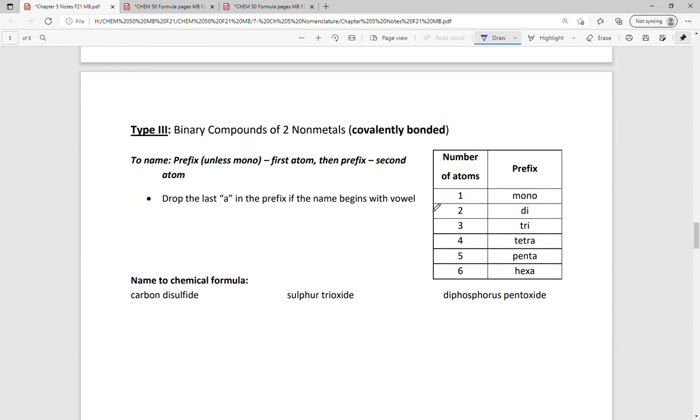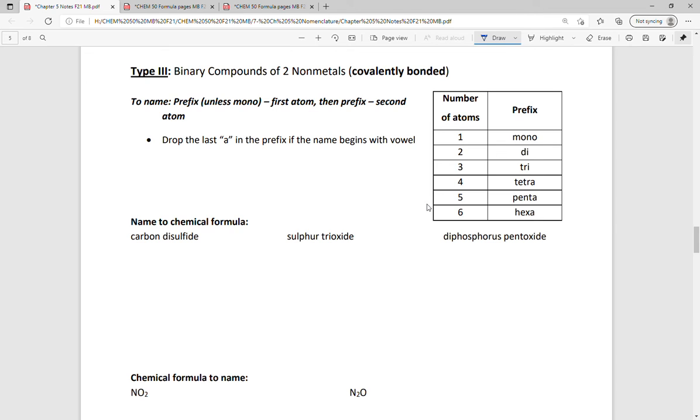So when I take a look at type 3, these are compounds between two nonmetals. And so they are typically covalently bonded. Examples that you know are carbon dioxide and carbon monoxide, right? In these, the way you do it is you give a prefix that corresponds to how many atoms are present in the molecule. The compound is also a molecule, but that's okay. In the prefix, unless it's 1, I don't say monocarbon dioxide, I just say carbon dioxide.